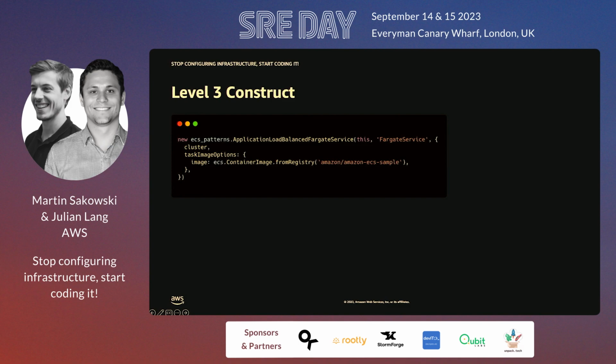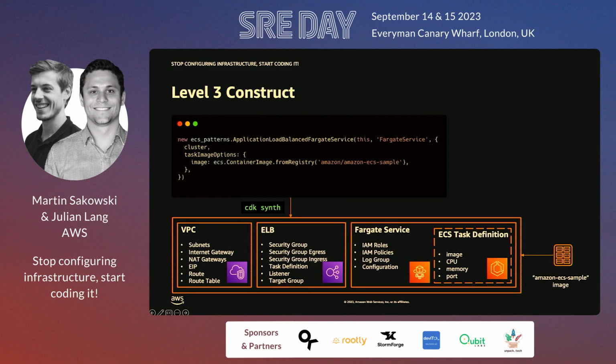Well, how can you even simplify that? We have level 3 constructs. Level 3 constructs are even higher abstractions across service boundaries. And I got another example, not 1 line of code, but 4 lines of code, basically. And with these 4 lines of code, we create a VPC, a subnet, internet gateway, NAT gateway, route table, and so on.